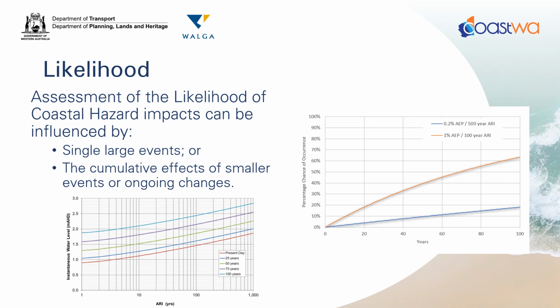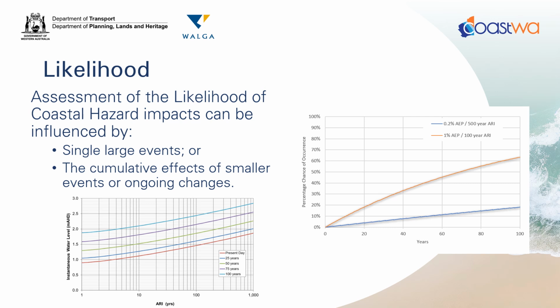So when we're looking at the likelihood of coastal hazard impacts, we need to consider the fact that it can be caused by a single large event, or it can be caused by the cumulative effects of smaller events occurring over time. I've got a couple of figures here just to highlight a couple of potentially interesting things. If you look at the figure down on the bottom left, you'll see that we've got some instantaneous water levels. These are maximum peak instantaneous water levels that occur at a certain location.